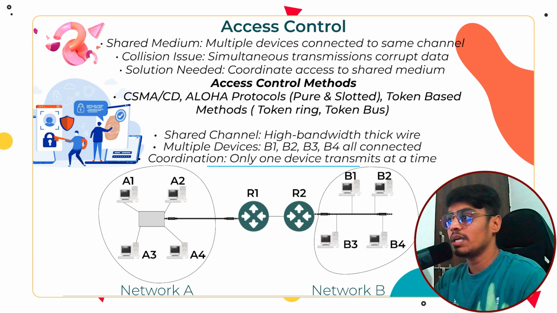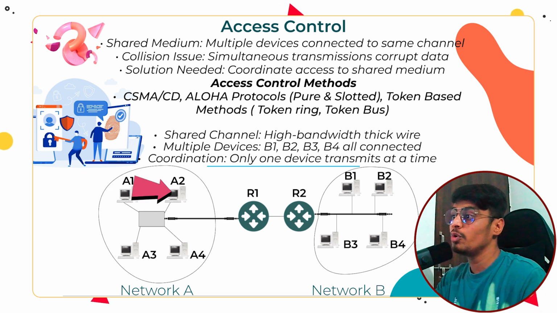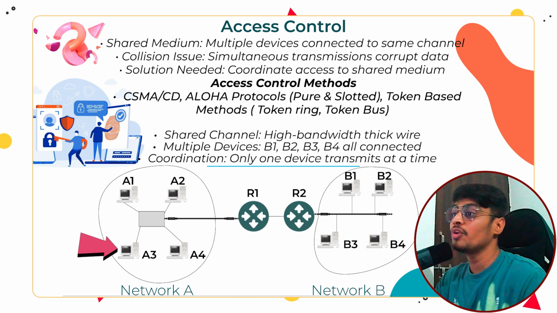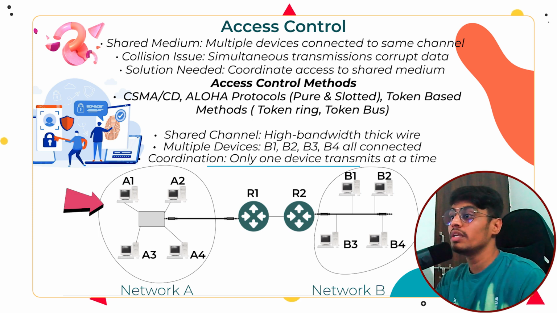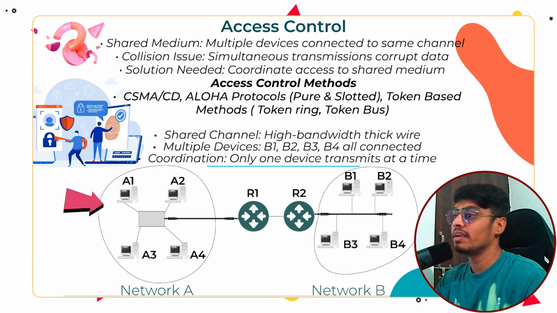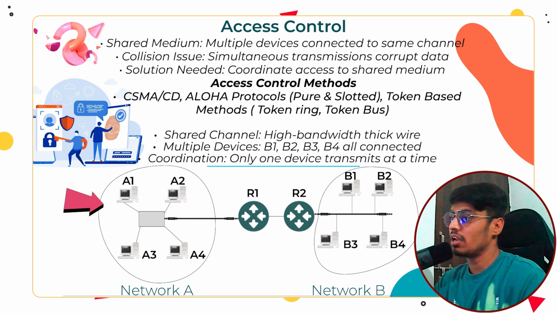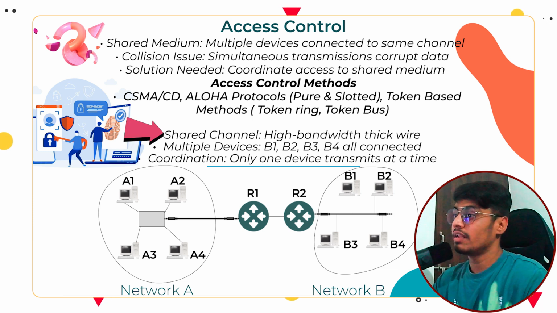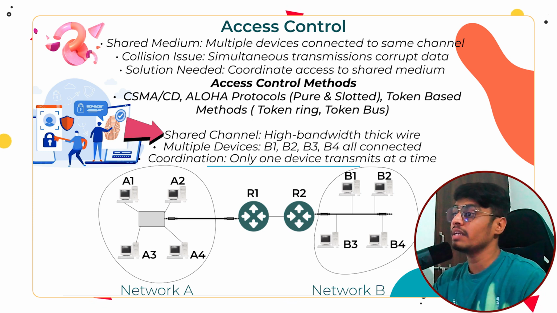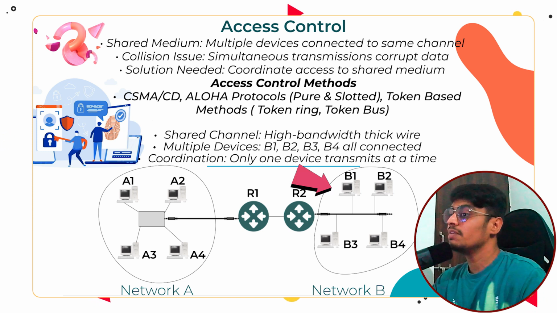What is the concept of access control here? We have discussed that the data link layer majorly works within a network. In a network, if A1 wants to communicate with A2 or A1 wants to communicate with A3, this is possible through the data link layer alone with the help of the MAC address. The network layer is not required for this intra-network communication. So in this network, there is one shared access medium. Access means the communication channel. This could be a thick wire, meaning a cable whose bandwidth is very high. Through this shared medium, multiple devices are connected.